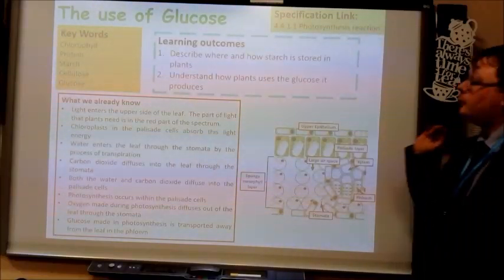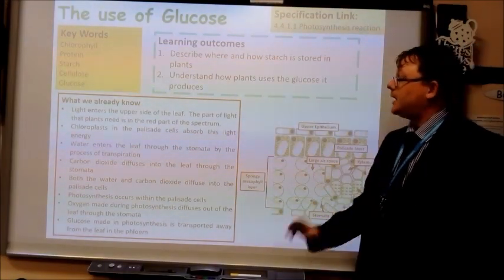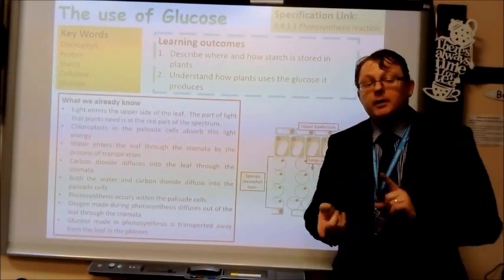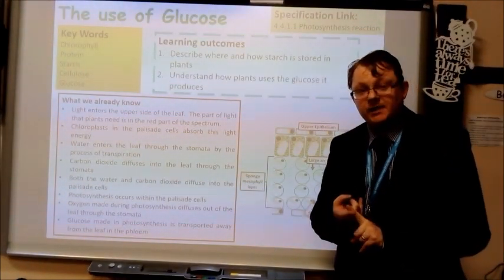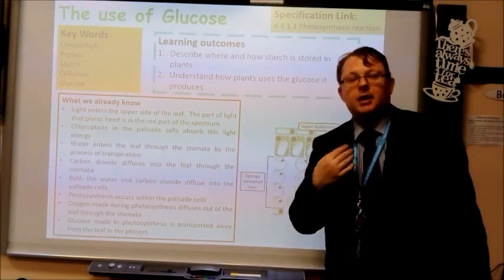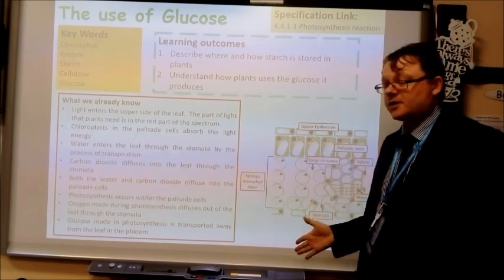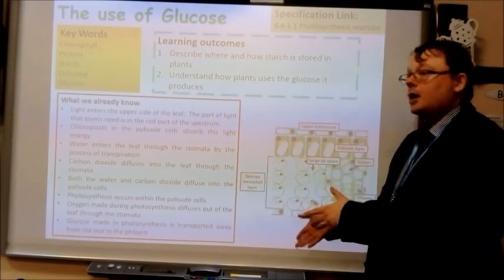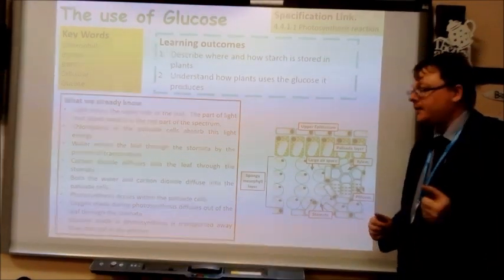In today's lesson, we are going to look at how the plant uses glucose that it makes during photosynthesis. We know that the equation for photosynthesis is carbon dioxide plus water, as coming up from the roots, goes to make glucose plus oxygen. So just as a quick recap on what we already know and what we covered previously.